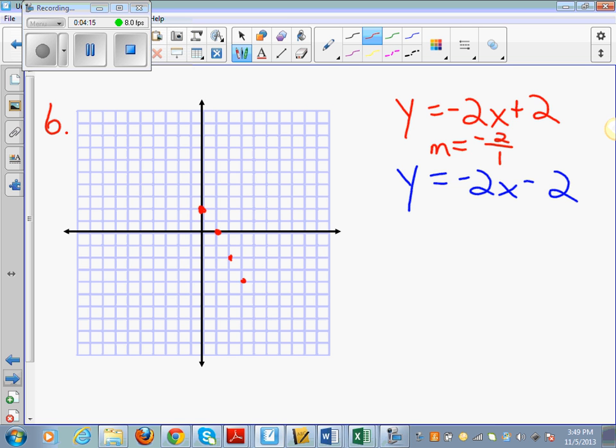All right, I'm going to make a few more points just to try to make my line as straight as possible. As you know, drawing a straight line is something that I struggle with on the smartboard.